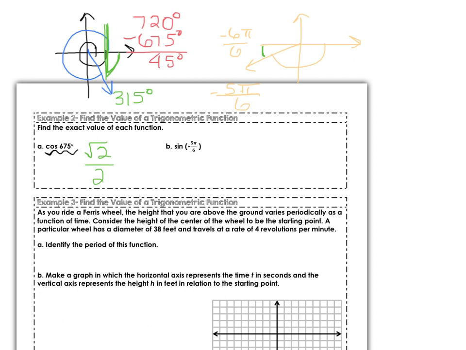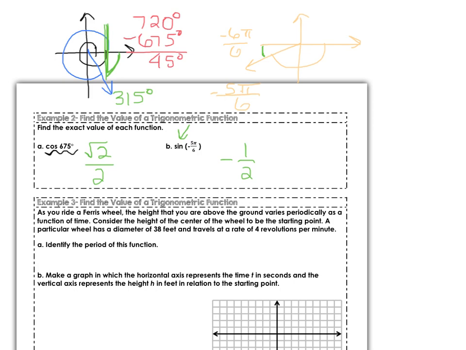So negative 5 pi over 6 means we're looking at our 30-degree buddy in the 3rd quadrant. No matter what, we know that sine is going to be negative in the 3rd quadrant, and we're thinking about the sine values of our 30 buddies. The sine value of our 30-degree buddies is 1/2. Therefore, the sine of negative 5 pi over 6, who's a 30 buddy, is negative 1/2.